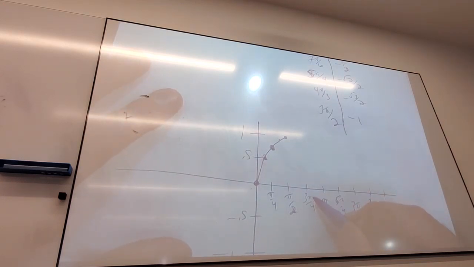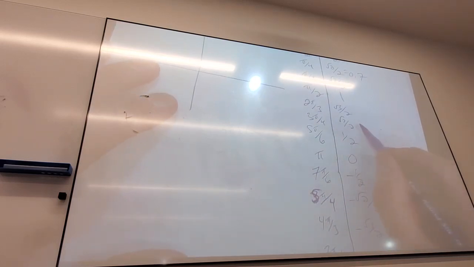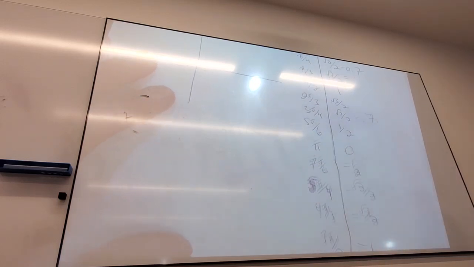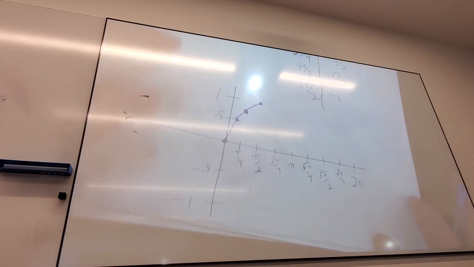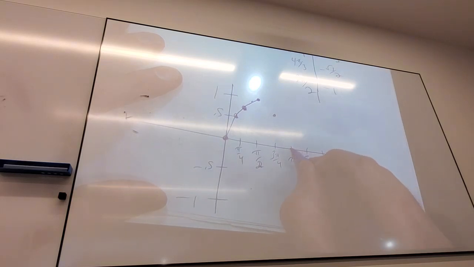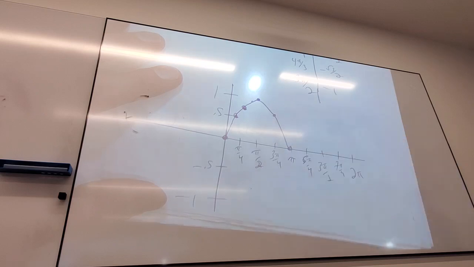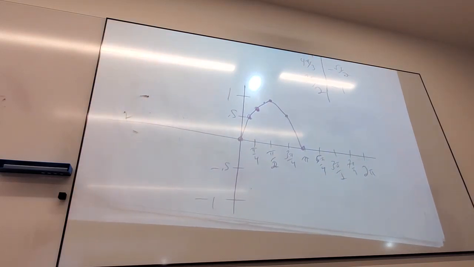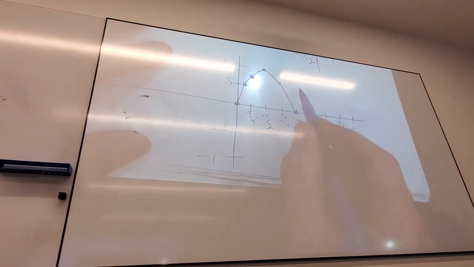3 pi over 4. So it's 0.7 again, roughly, right? So 0.7 we said is about right here. And then pi is 0. So far we got that. So far it looks like a parabola, right? A parabola. But of course it's got a floor. It's got a ceiling and a floor, yes?